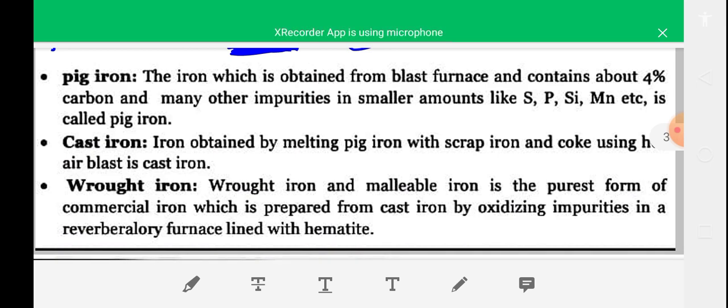Role of air, role of carbon coke, role of limestone, all you have to read. Okay, now see what is pig iron.